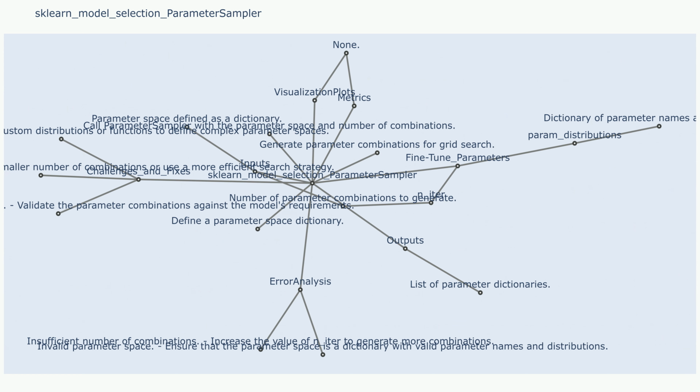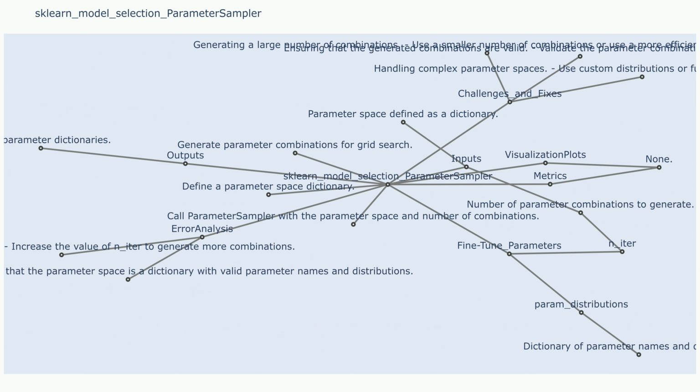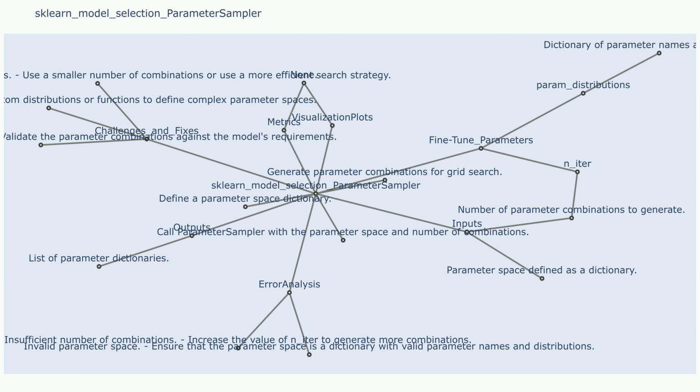Fine-tune parameters. n_iter: the number of parameter settings to sample. This directly influences the search space. Uncertainty methods. Not directly applicable to parameter sampler. Uncertainty methods are used in model evaluation or prediction to estimate the confidence in the predictions.